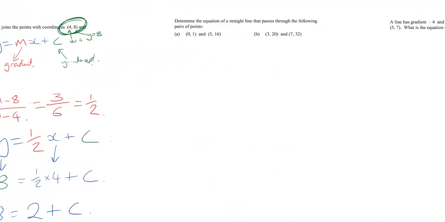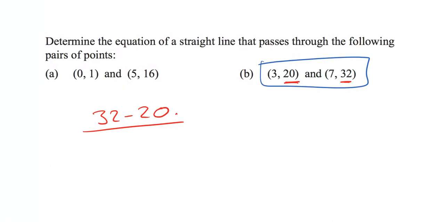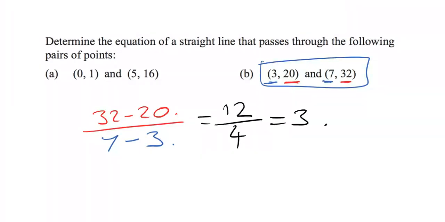Okay, let's do another one. Let's pick B from this question here. We've got 2 points. Let's see if we can work this out a little bit quicker. Change in y over change in x is going to help us find that gradient. What's the change in y? It's the difference between the 2 y coordinates, so 32 take away 20. The change in x underneath has got to be done in the same order, so 7 take away 3. If we work that out, we have 12 divided by 4, which is 3.